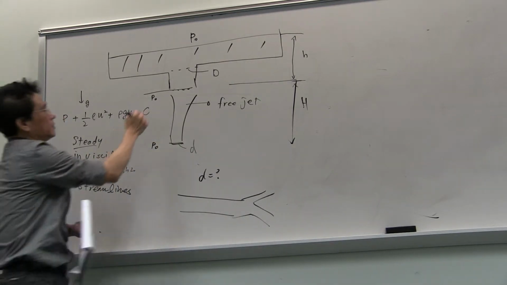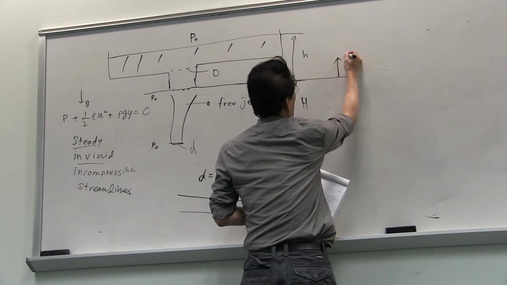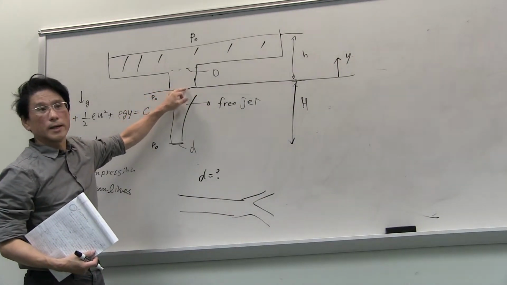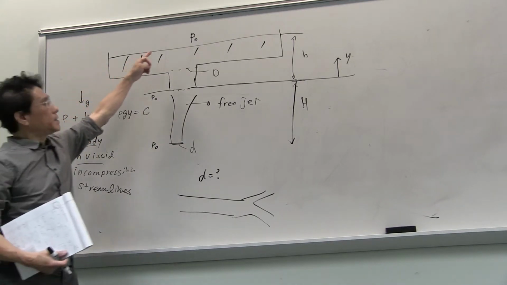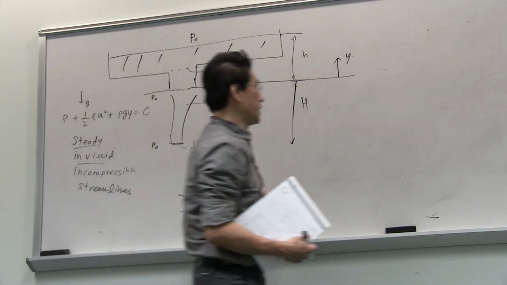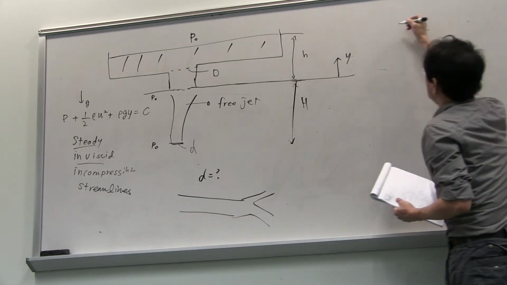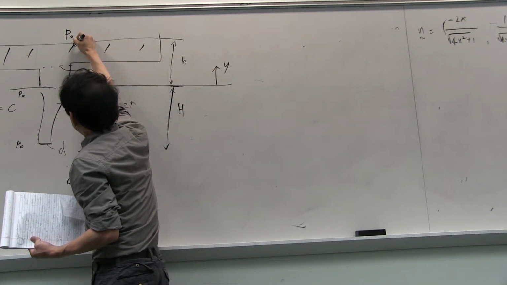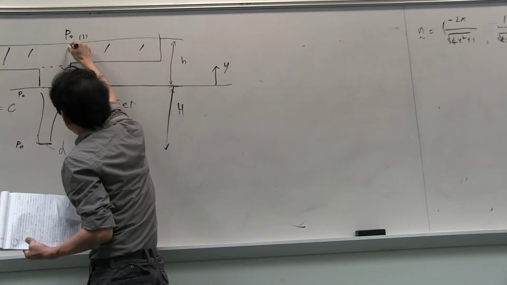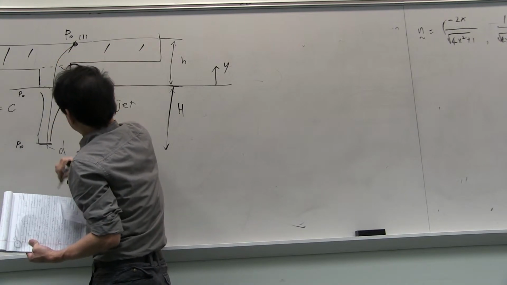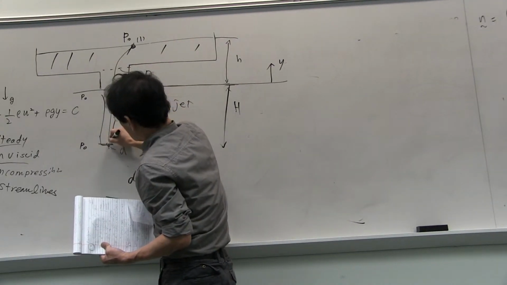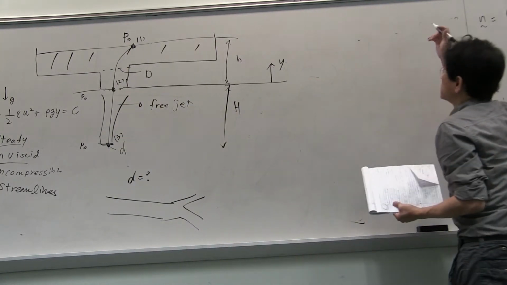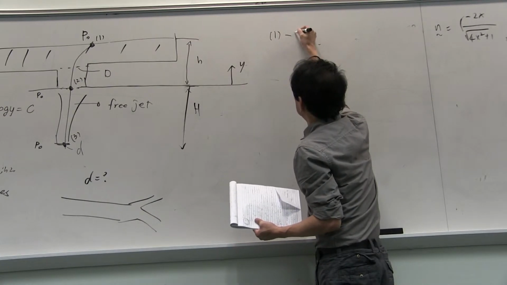Now I'll consider this as my y direction. So when you have here, that means y is 0. Here is h, and here is negative H, capital H. Now let's apply the Bernoulli equation. Let's start from here somewhere as point 1, and the flow goes here. Second point here, and third point here, 2 and 3. Got it? So 1 to 2, Bernoulli equation.